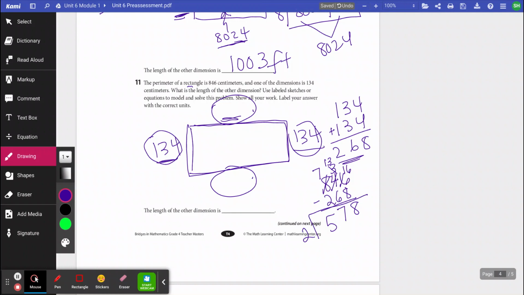So I'm just going to think to myself, well, half of 500 is 250. And then half of 70 is 35. And then half of 8 is 4. And then I'm going to take the 250, the 35, and the 4. And that's 289. So that is what this is here, 289 centimeters.